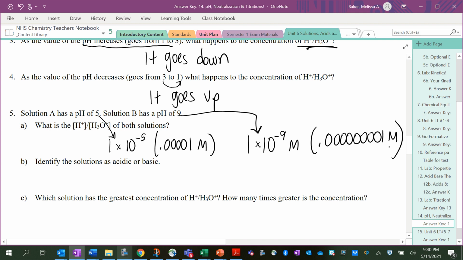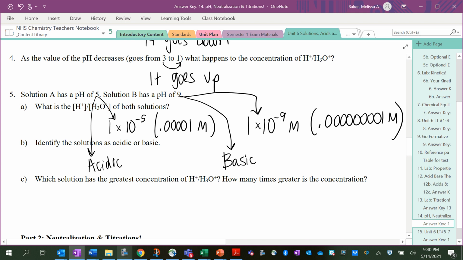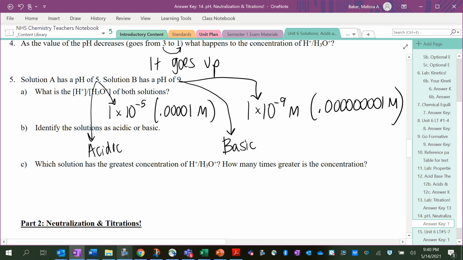Identify the solutions as acidic or basic. Well, pH of 5 is less than 7, so that's acidic. pH of 9 is greater than 7, so this would be basic. Which solution has a higher concentration of hydrogen ions? The pH of 5. Look, it's 0.00001. That's much higher than 0.000000001. How many times bigger?